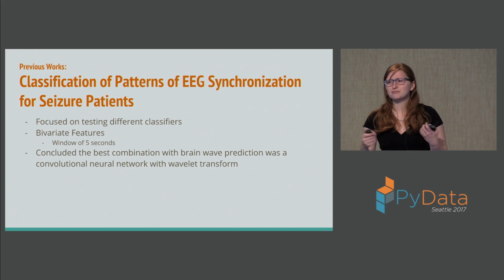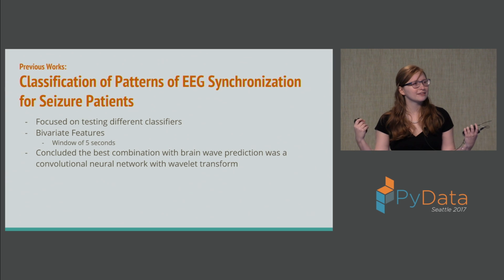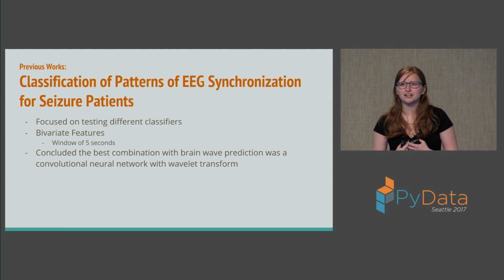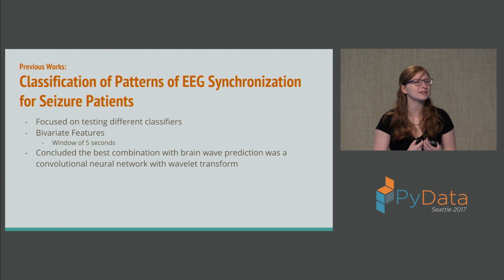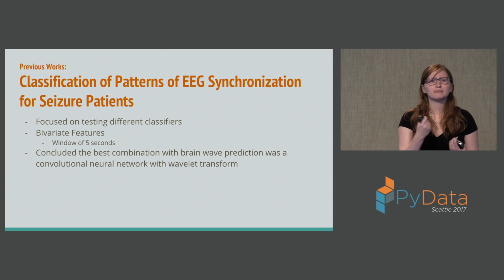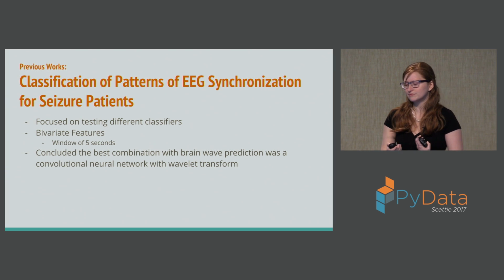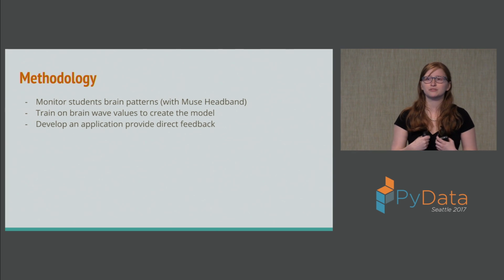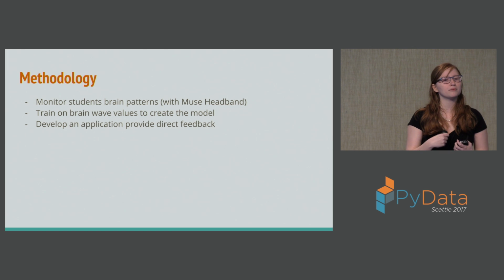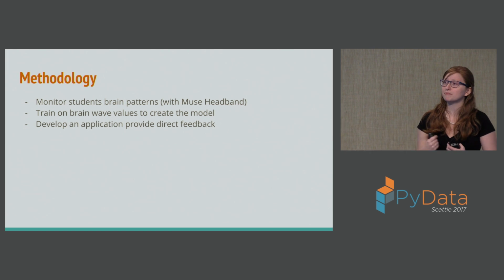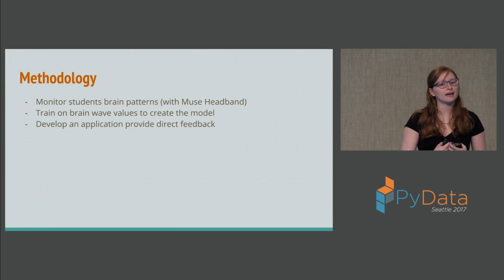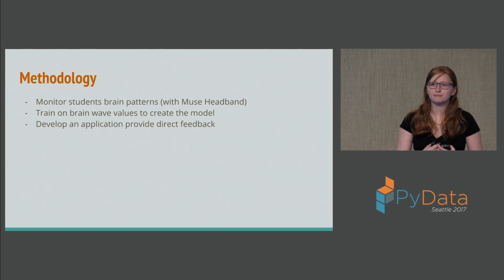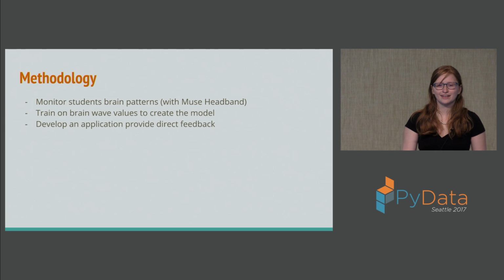So I had most of my research set up, but it's kind of time now I need to do my actual methodology. How am I gonna build this model? Where am I gonna get my data from? So I decided I would monitor student brain patterns using the Muse Headband and then train on brainwave values to create the model. Then I would develop an application to provide direct feedback. So gathering my data required doing experiments.